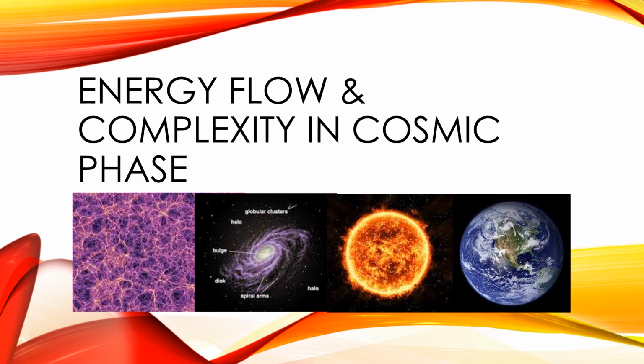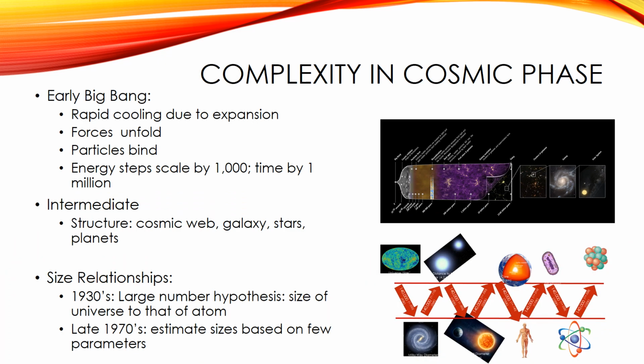Welcome to the talk on energy flow and complexity in the cosmic phase. We'll be looking at the cosmic web, galaxy formation, star formation, and planet formation. So complexity in the cosmic phase starts with a Big Bang. We already heard Andre talk about this as rapid cooling due to expansion, forces unfold, particles bind, energy scales step by about a factor of 1,000. In the intermediate phase, structure formed, and that's where we're going to be taking a look.